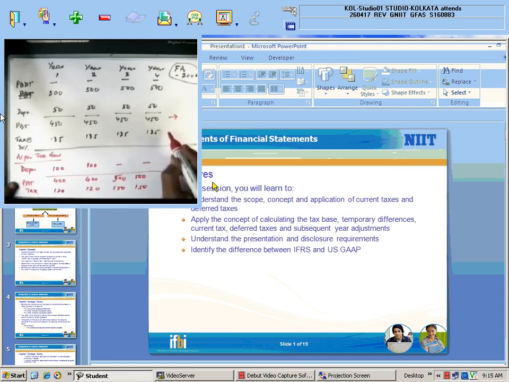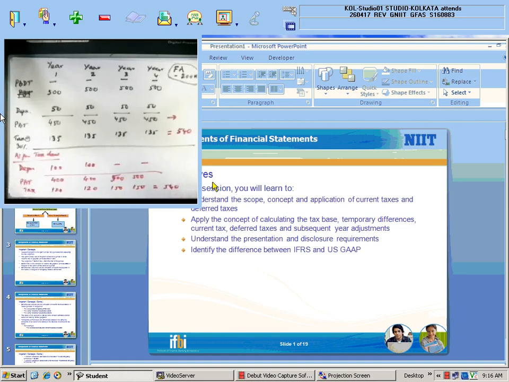Total tax remains the same. Total tax will be 540. Total tax here also will be 540. Total tax payable will be the same, but the distribution of the tax will differ. Distribution over the years will be different.